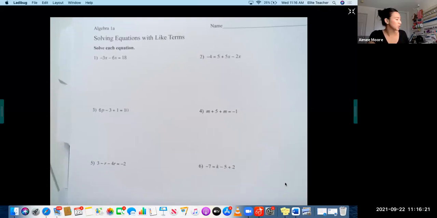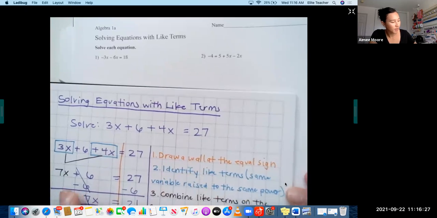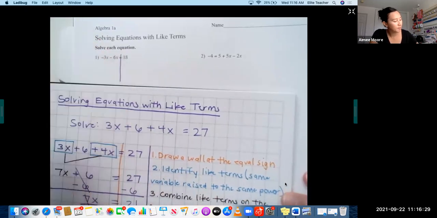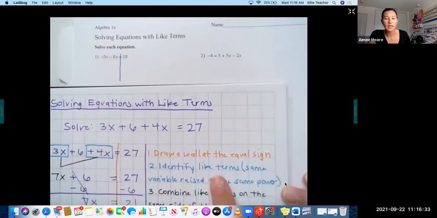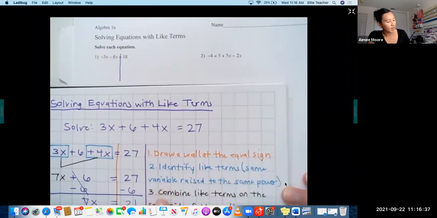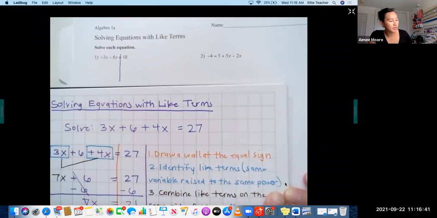Okay, so solving equations with like terms. Step one, we need to draw a wall at the equal sign. So we're going to draw our wall to separate the two sides. Step two, we're going to identify like terms. Like terms, remember, have the same variable raised to the same power.